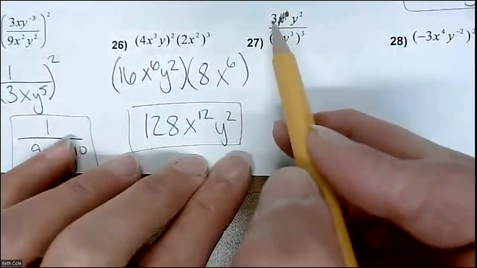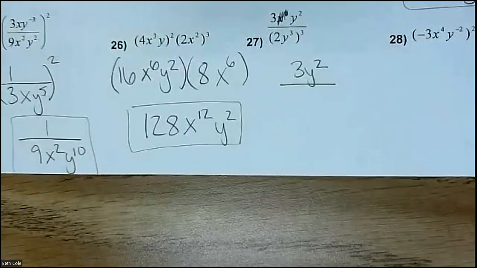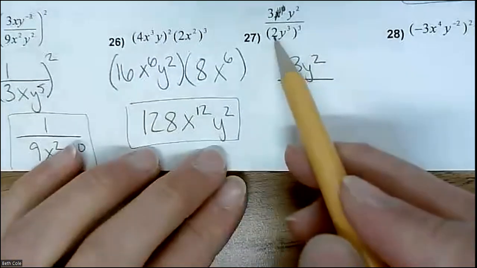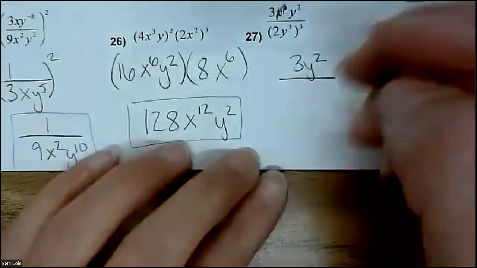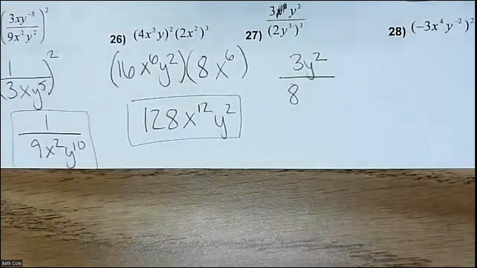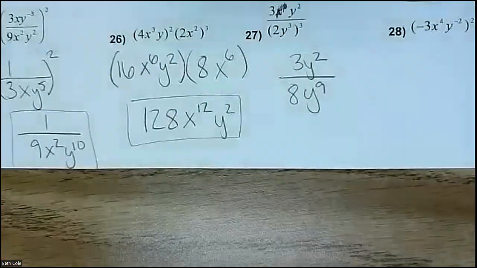Okay. So on the top, we have 3y squared. On the bottom, you have to cube that stuff. It's being cubed. So 2 cubed, 8. And when you do a power to a power, you multiply. So 3 times 3 is 9.